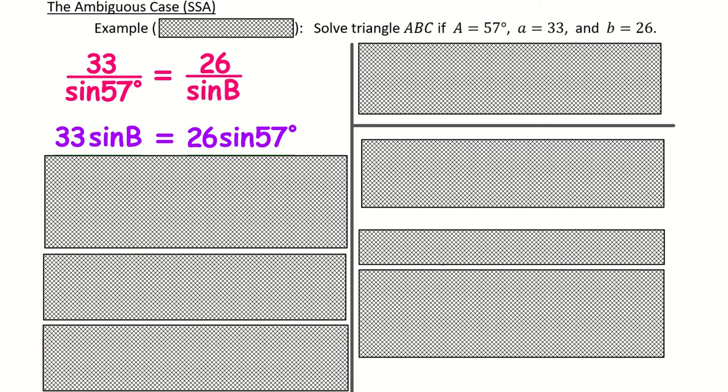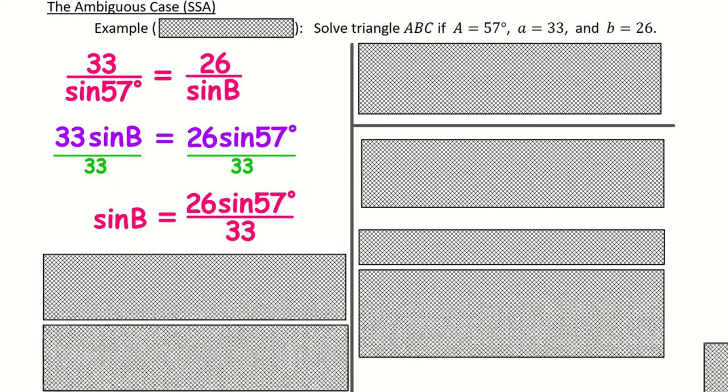In order to solve for big B, we first have to get the sine of B by itself. So, cross multiply, and then what? We're not going to be able to figure out big B until we get the sine of B by itself. So then we divide both sides by 33, and we get to here. So what do we do next in order to figure out what angle B is?